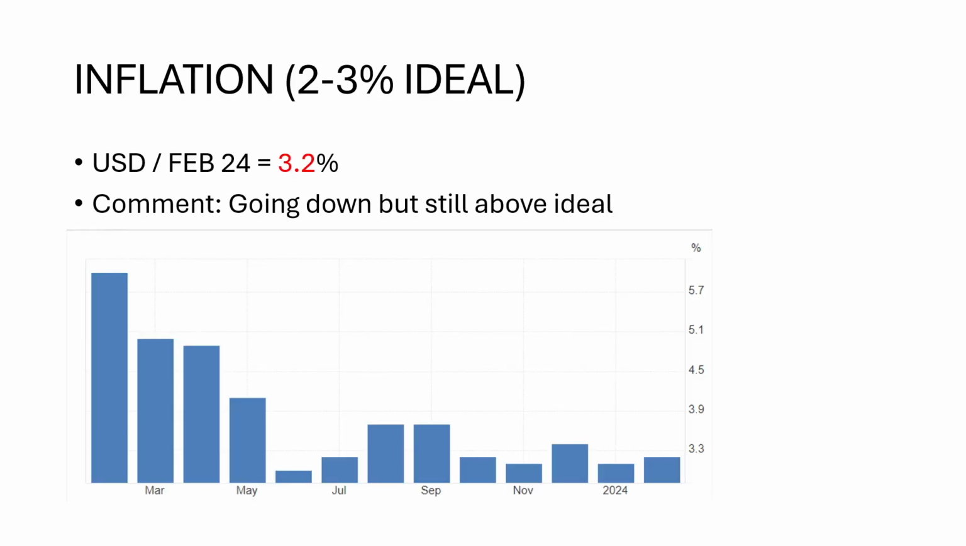So, inflation rates haven't changed from last week. We're still running with February 24 for the US. You can see it going down, still above ideal. We want to ideally be at 2%. The aim for most economies is 2%.